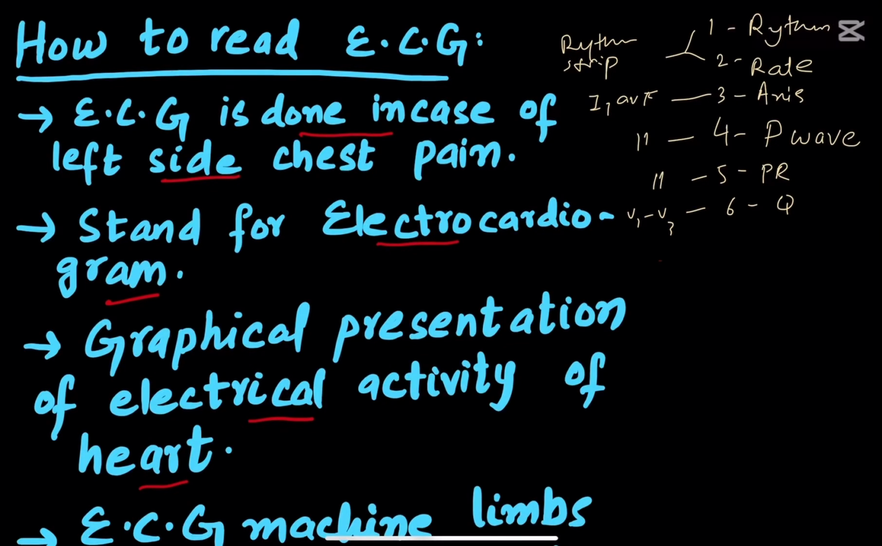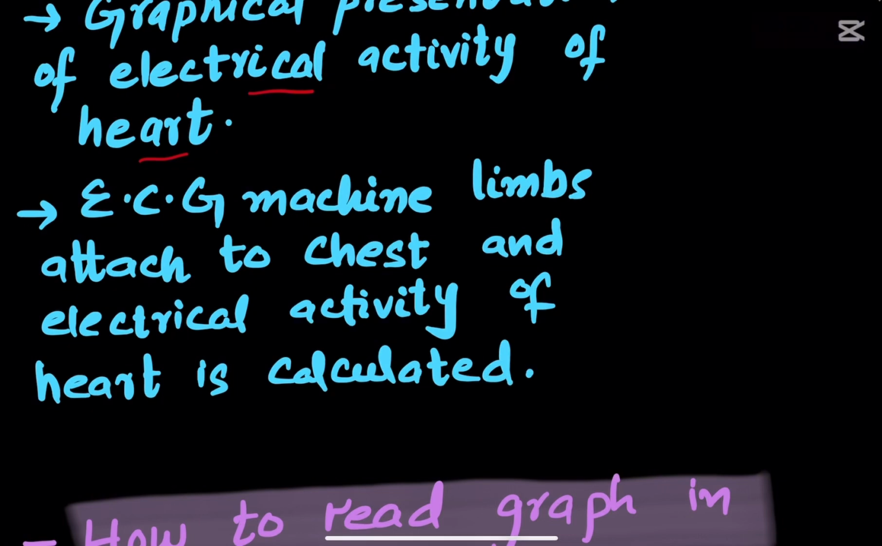So in this video we are going to discuss how to read ECG and what is ECG. First we will do the introduction of ECG and then we will discuss how to read ECG. So ECG stands for Electrocardiogram and ECG is done in case of left-sided chest pain. It is a graphic representation of the electrical activity of the heart. ECG machine limbs are attached to the chest and electrical activity of the heart is calculated.